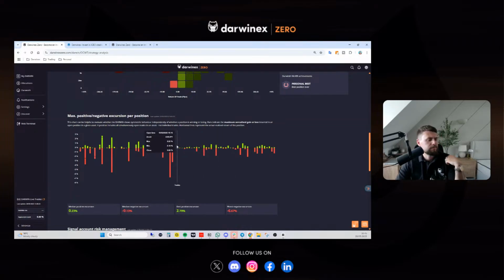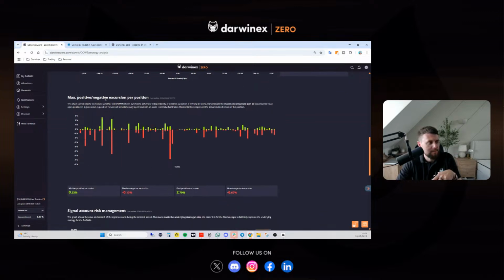Okay, this is interesting. Well, actually, no, it's not, because you do have a very small payoff ratio. So what I was going to say is it looks very similar to a grid or martingale strategy just because of how large these red candles go. And this is your maximum positive and negative excursion per position, which will measure how far a trade goes against you and for you whilst you're in the trade. But because you have such a small payoff ratio, it's actually not surprising that the red candles are just in general larger than the green side.